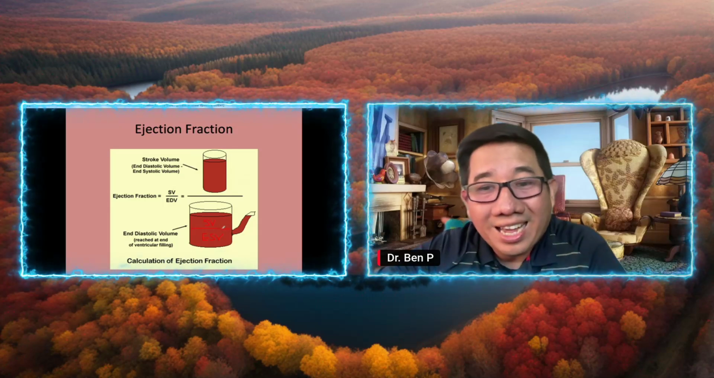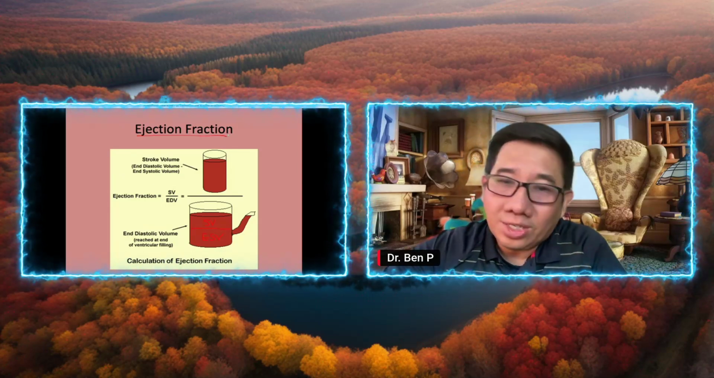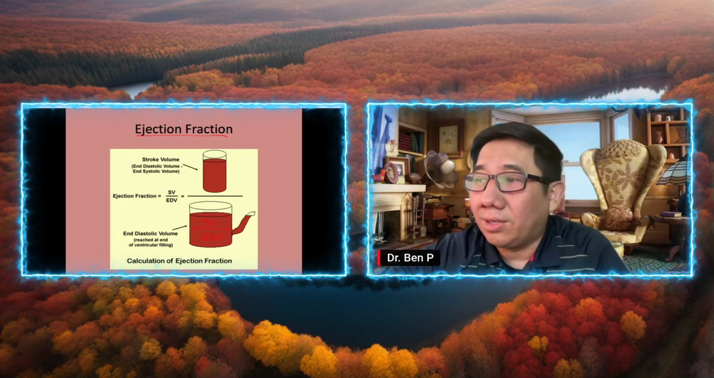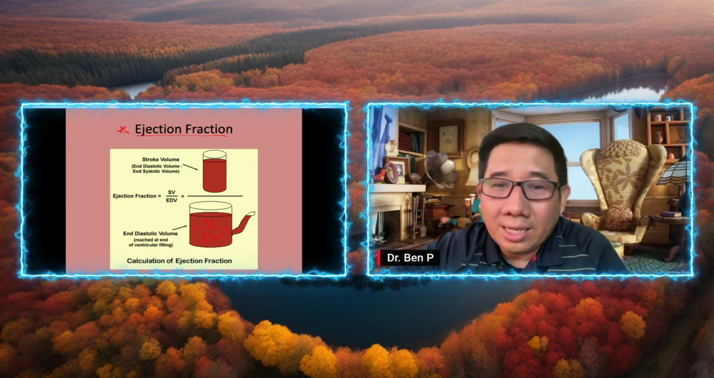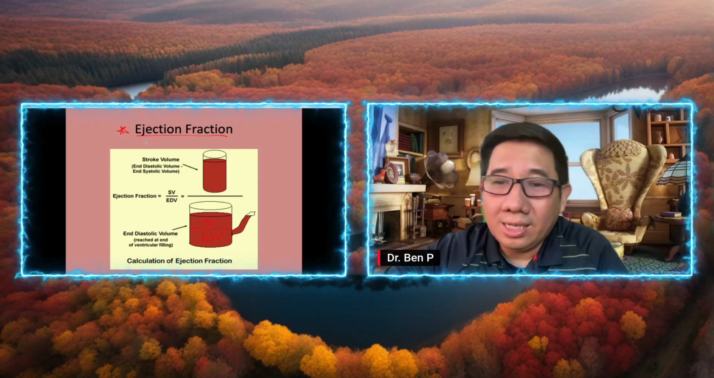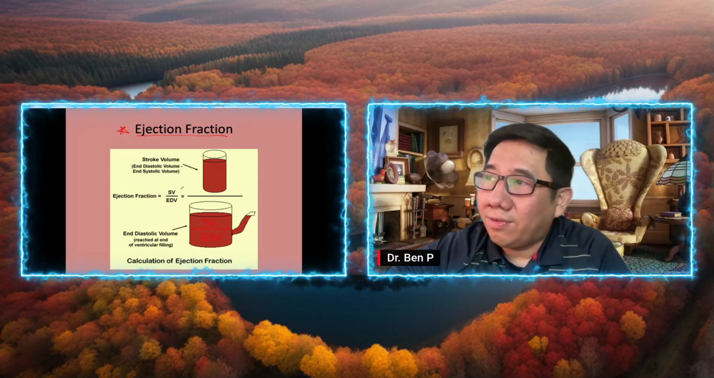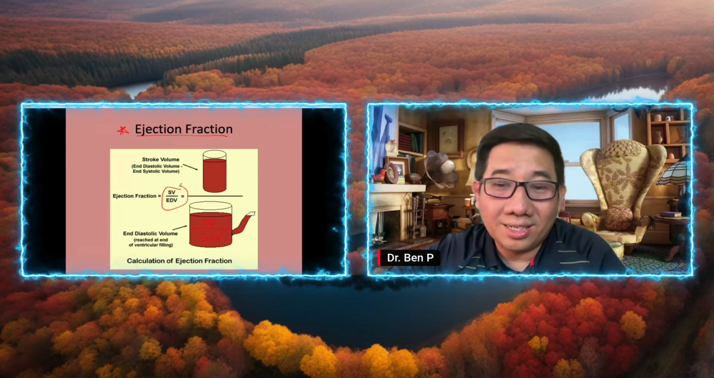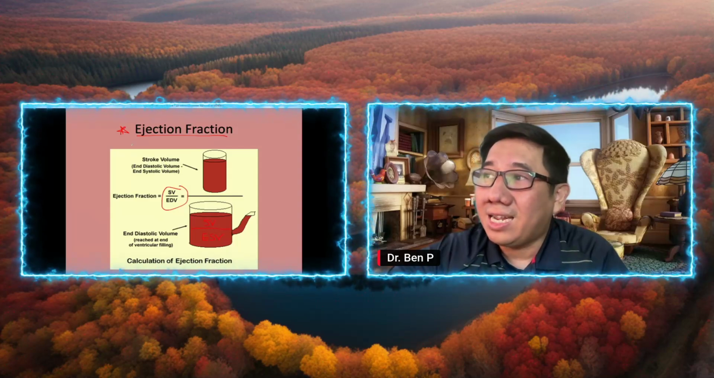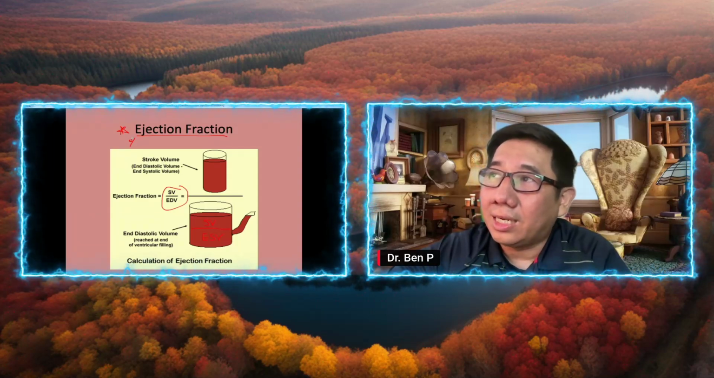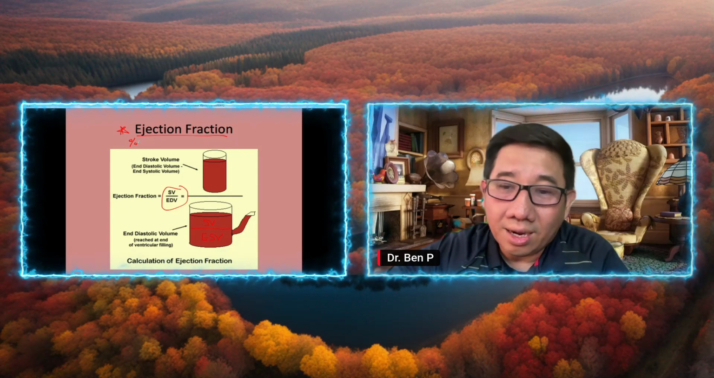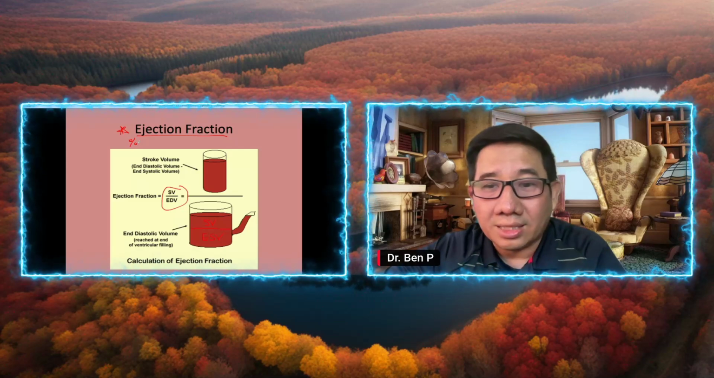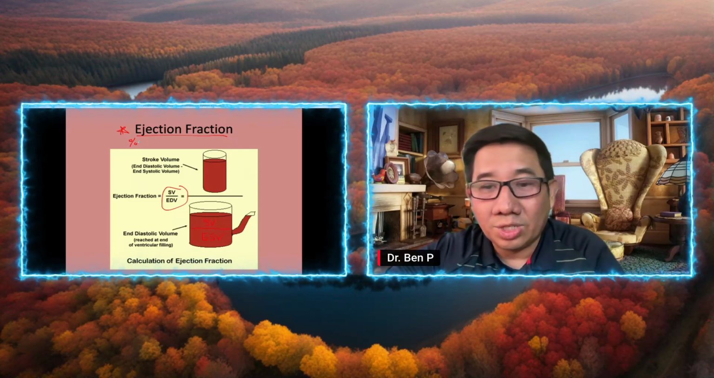Now, the way we calculate the ejection fraction, this is something you really need to know because this is a huge term. What is ejection fraction? The formula for ejection fraction is this. This is the formula, not how we define it. How we define it: it's the percentage of the amount of blood that's being ejected out of your heart.